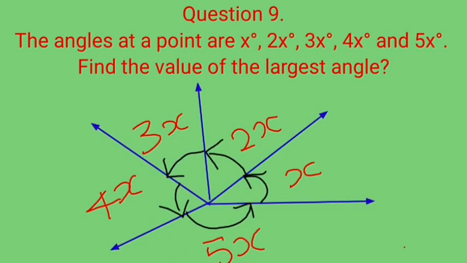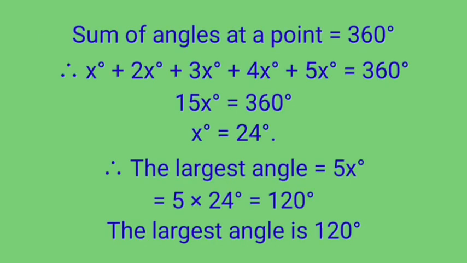Question number 9. The angles at the point are x degree, 2x degree, 3x degree, 4x degree and 5x degree. Find the value of the largest angle. Here the largest angle is 5x degree. For finding that angle, we should find the value of x. For that we know that the sum of all angles at a point is equal to 360 degree. By using this result, we can easily find the value of x as 24 degree. By multiplying 24 by 5, we get the largest angle as 120 degree.